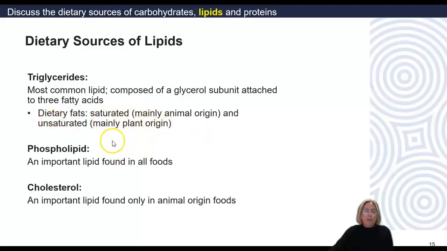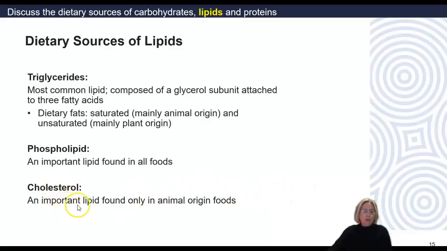Okay, and an example then of an unsaturated vegetable oil would be virgin olive oil, which contains about 95% monounsaturated fatty acids. Phospholipid then is an important lipid found in all foods, but in particular eggs and liver and lean meats and cereal grains and oil seeds.